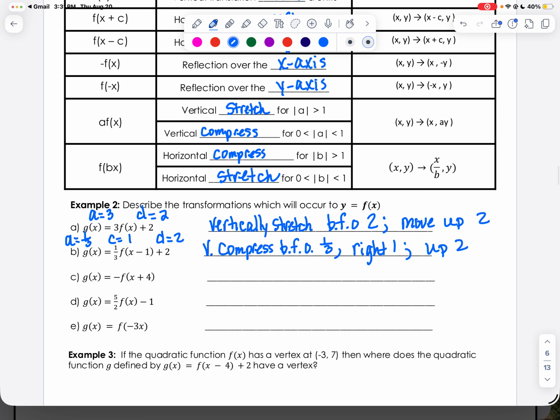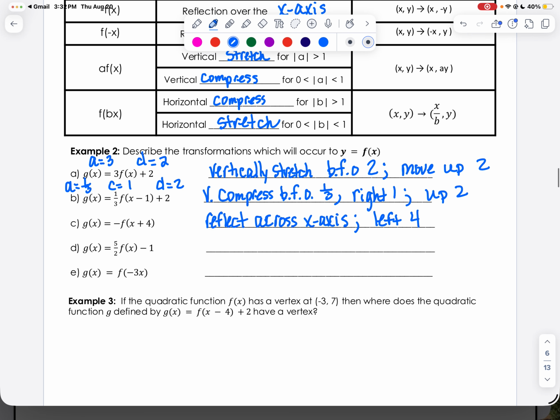All right, in problem C, we have g of x is equal to negative f of x plus 4. So when we have a negative in front of our function, that will reflect across the x-axis, and the plus 4 will make it go left 4.